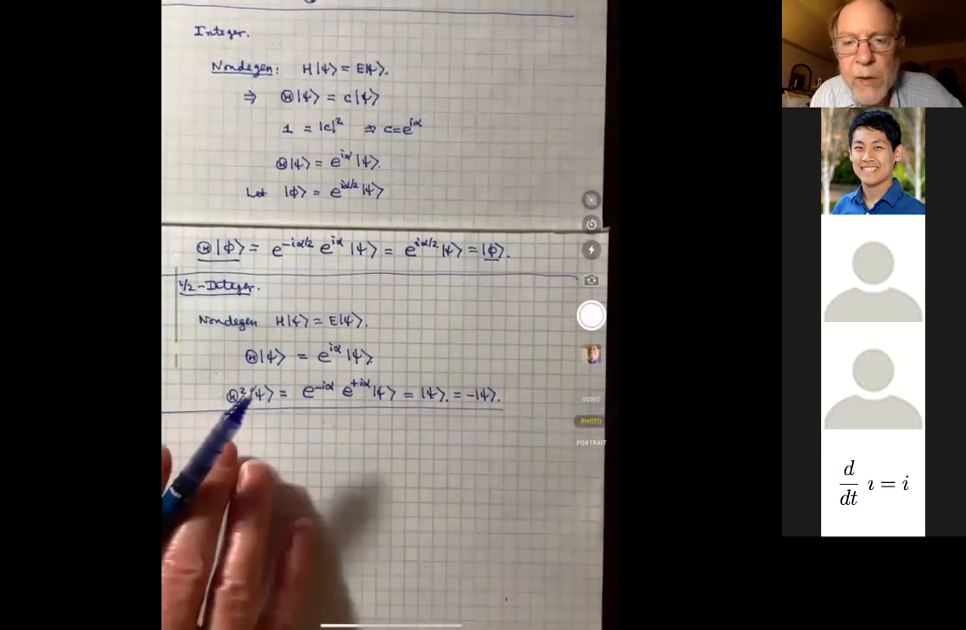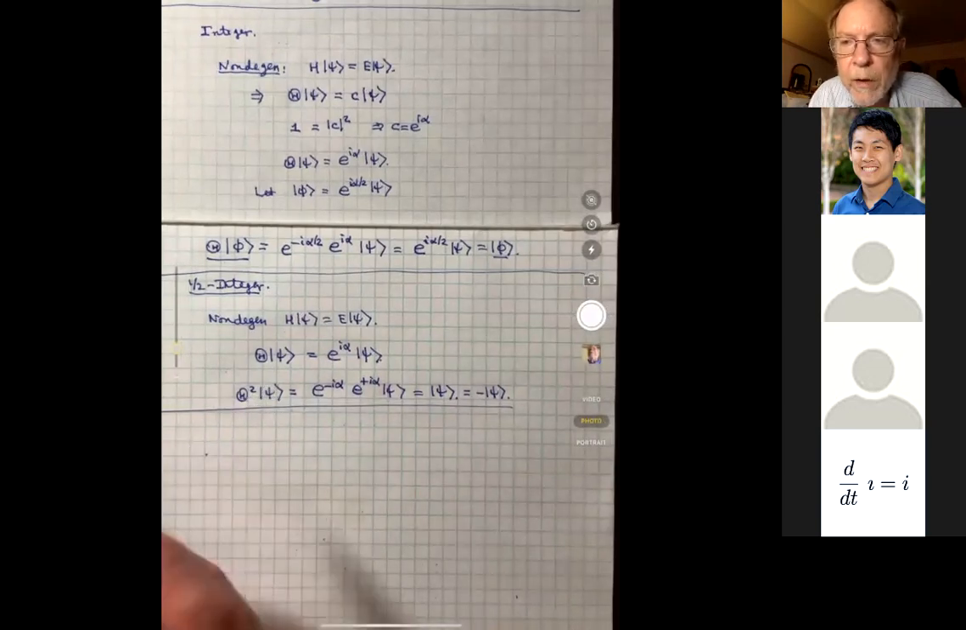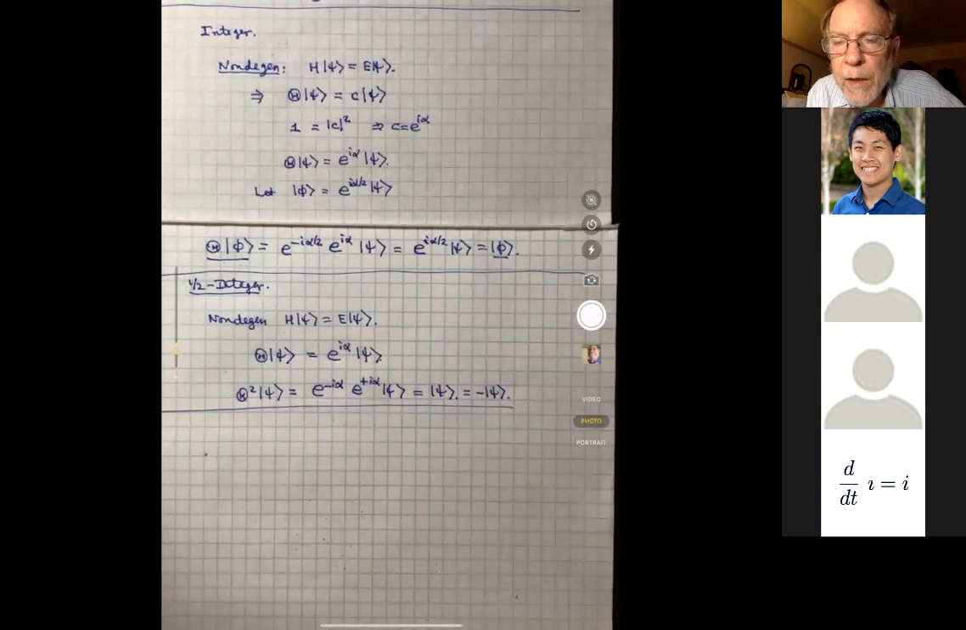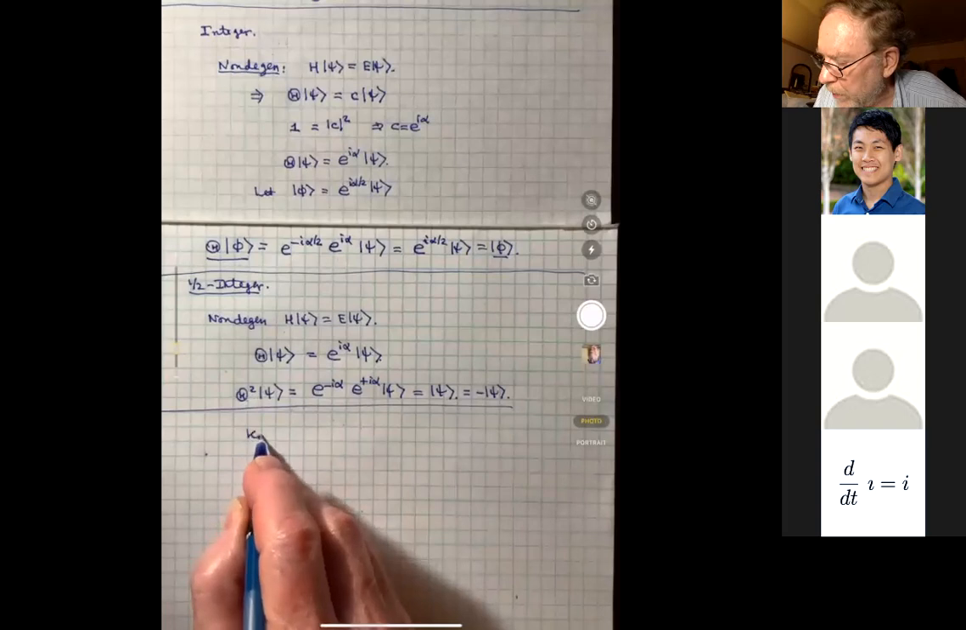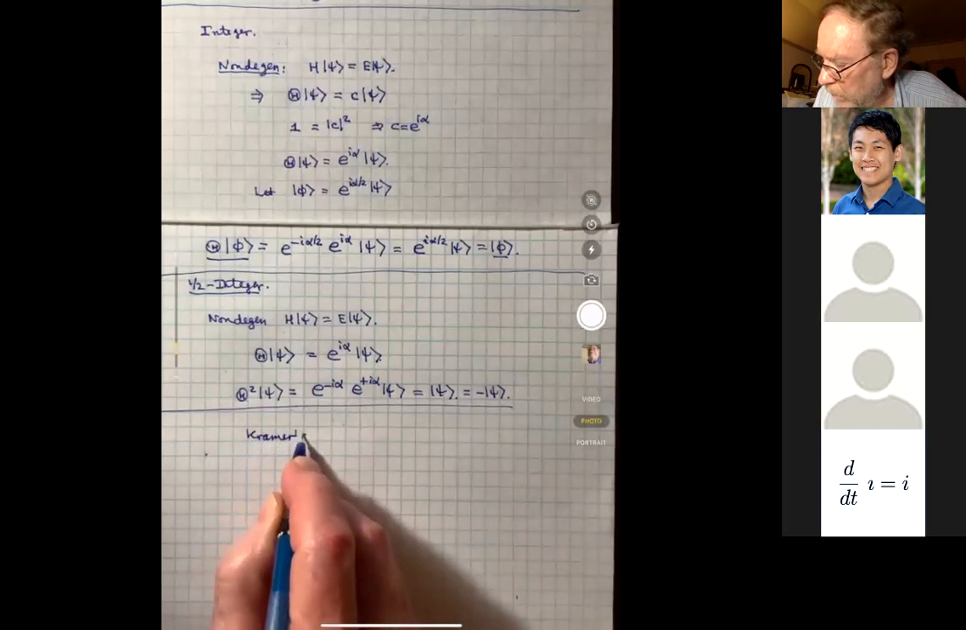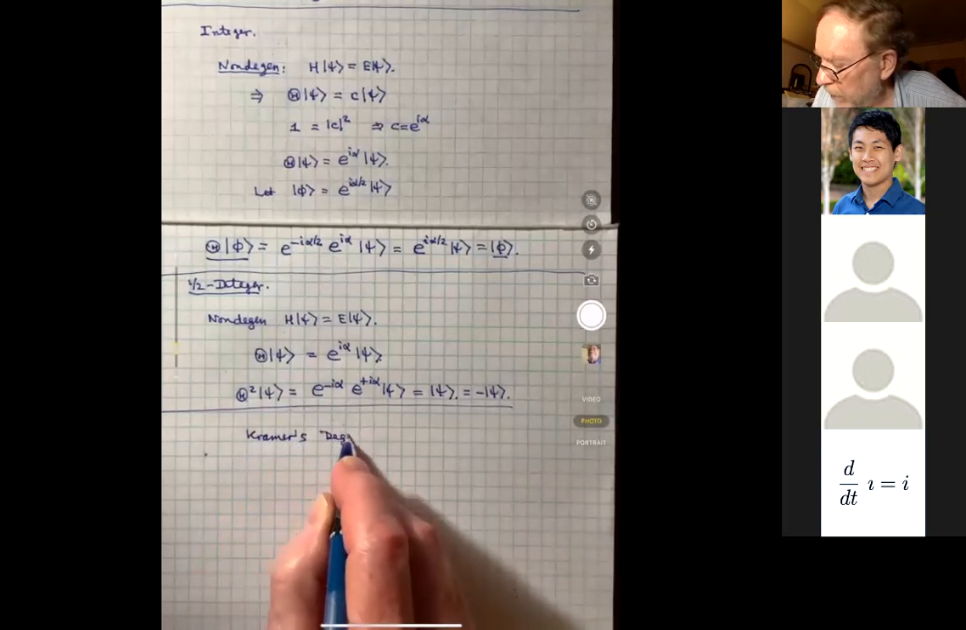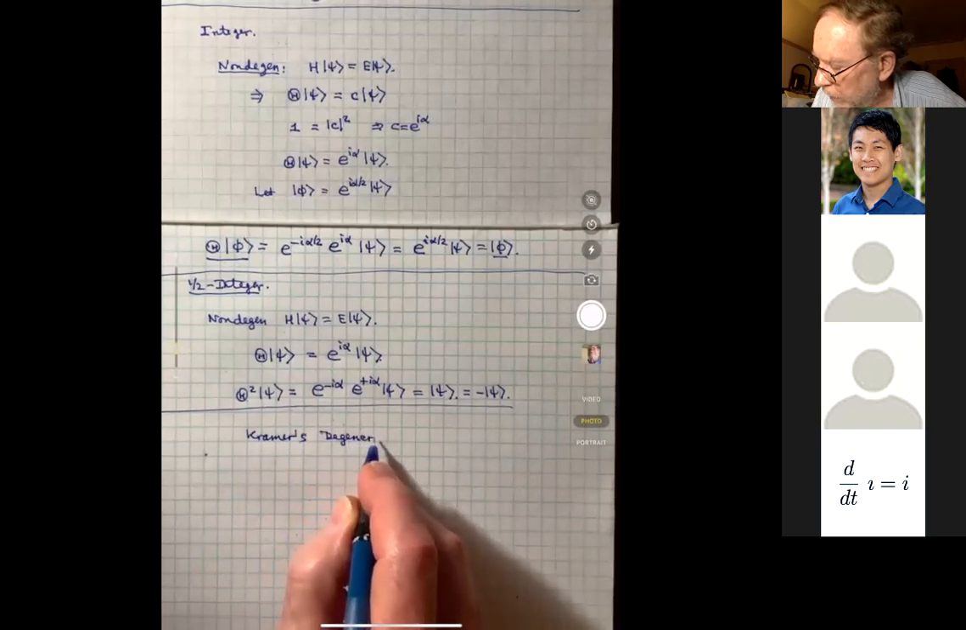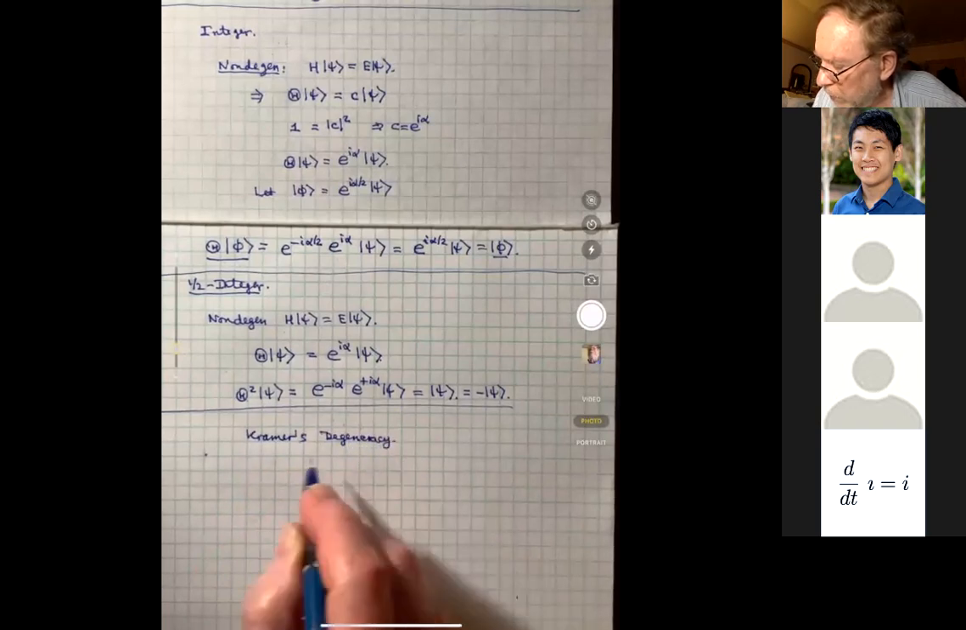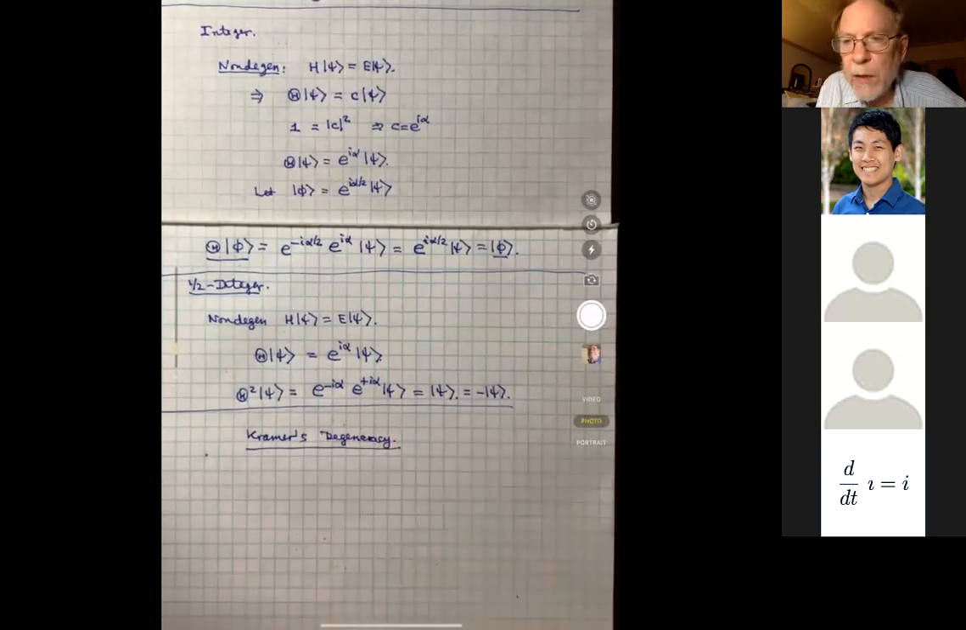Well, what that means is that there are no non-degenerate energy eigenstates. This is proof by contradiction that in the case of half integer spin with a time reversal invariant Hamiltonian, all energy eigenstates are at least twofold degenerate. This is called Kramers degeneracy. And as I say, to repeat it, it applies for time reversal invariant Hamiltonians for systems with half integer spin.